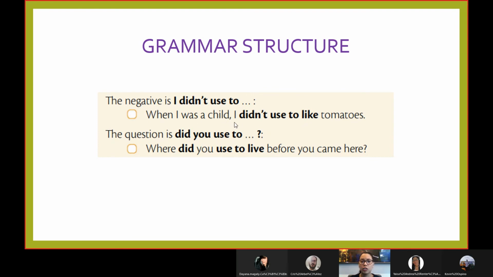When I was a child, I didn't used to like tomatoes. I didn't use. Okay. Where did you used to live before you came here? So here, this is a WH question or an information question because you're asking for a place. Where? So where did you used to live before you came here? Okay. And again, here, when you have did, you don't change use.